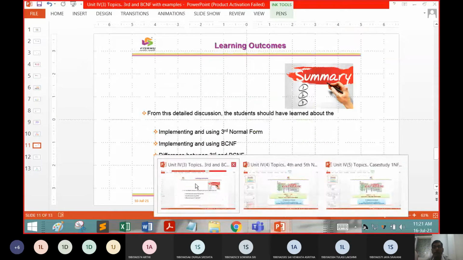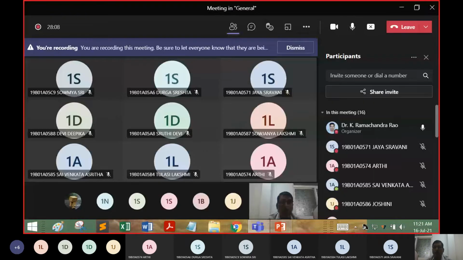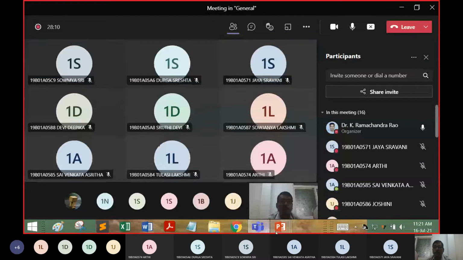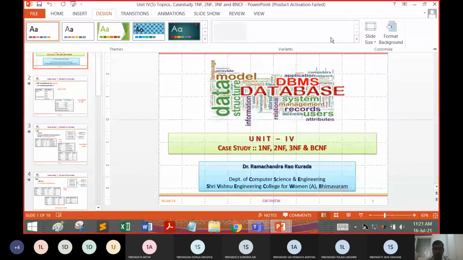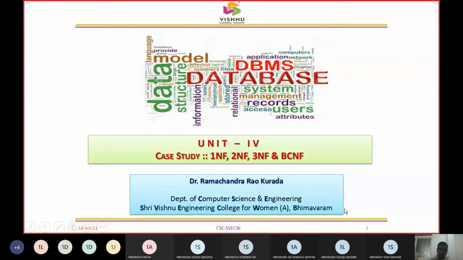Now what we are going to do is take a small test case, and after taking it, we will check how we can work with the first, second and third normal form, with one specific type of case study.